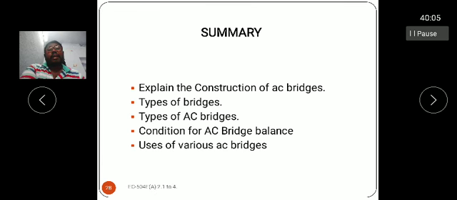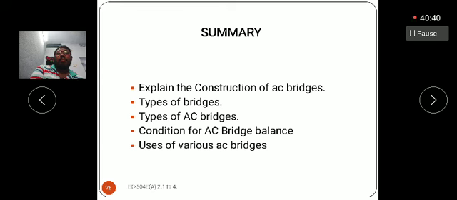And one more important thing we are going to explain is the various uses of the AC bridges. Maxwell's inductance bridge has the advantage of measuring inductance. With the help of the Schering bridge we are calculating capacitance. With the help of Hay's bridge we are measuring inductance, and with the help of Maxwell's capacitance bridge we are calculating capacitance.